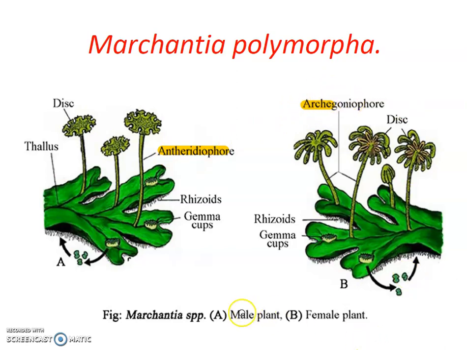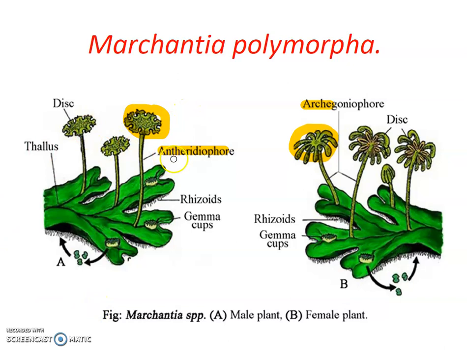archegoniophore. In the antheridiophore there is a formation of antheridium on the upper side, and in the archegoniophore there is a formation of archegonia on the lower side. Their structural difference is that this one is ray-like and this one is circular disc-like. This is the structural difference between male antheridiophore and female archegoniophore.